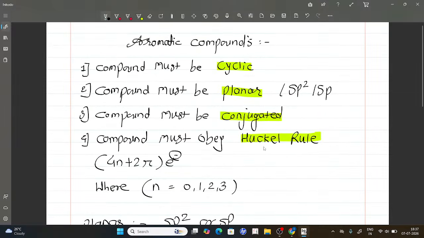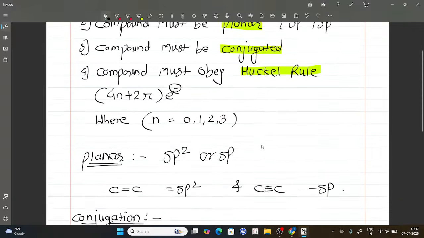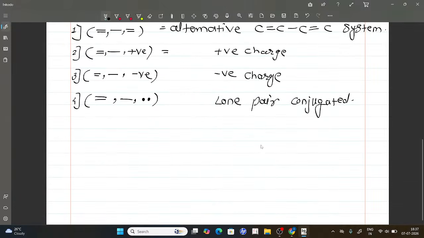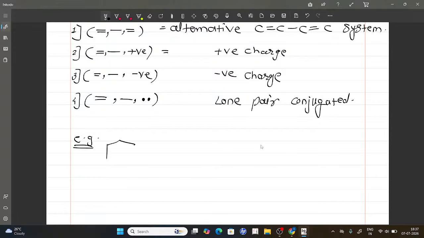And the last point is that our compound must obey Huckel rule. So what is the Huckel rule? That is the 4n plus 2 pi electron rule. First of all, we are going to see whether the compound is conjugated or not. I'm going to give an example, then we are going to see the aromatic compounds. For the first example, for conjugation and non-conjugation, see, this compound is there.